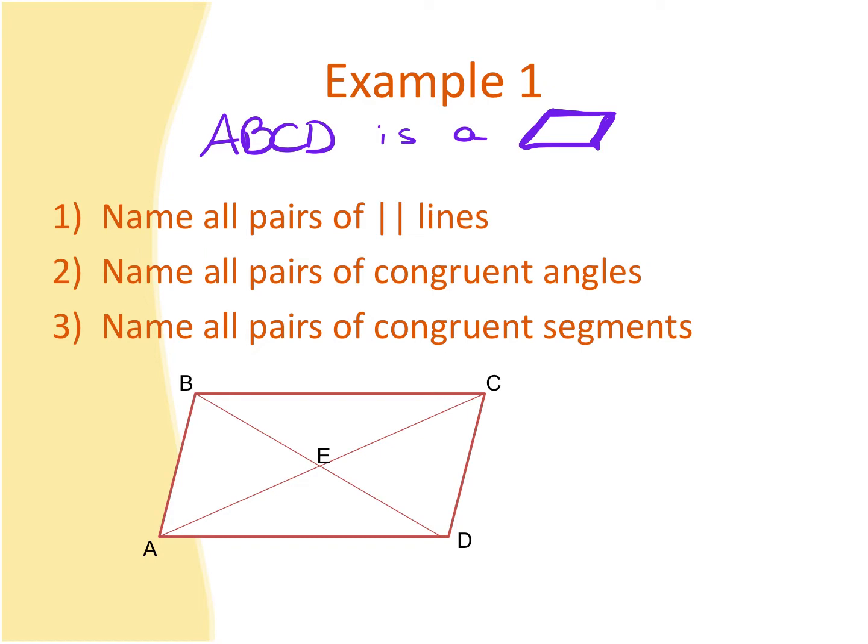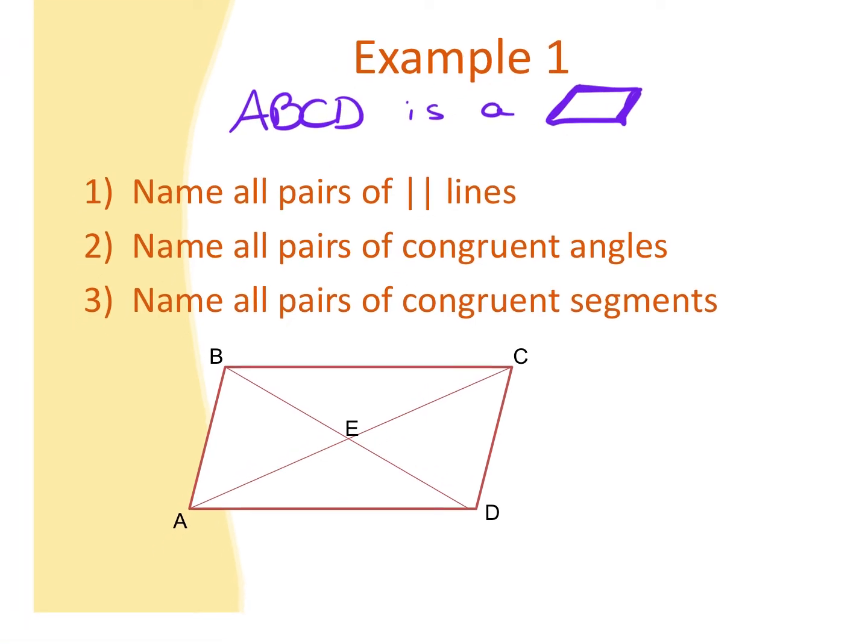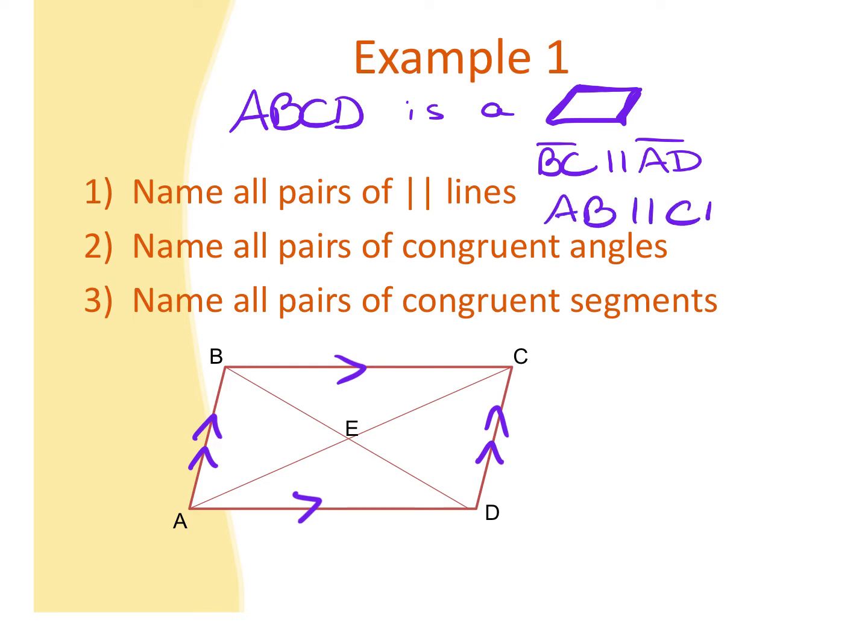So for the first question, it's asking me to name all the pairs of parallel sides. So by definition, I know that a parallelogram has 2 pairs of parallel sides. So I know that BC is going to be parallel to AD. That's my first pair. And that side AB is also parallel to CD. And again, the order of the letters doesn't matter here.